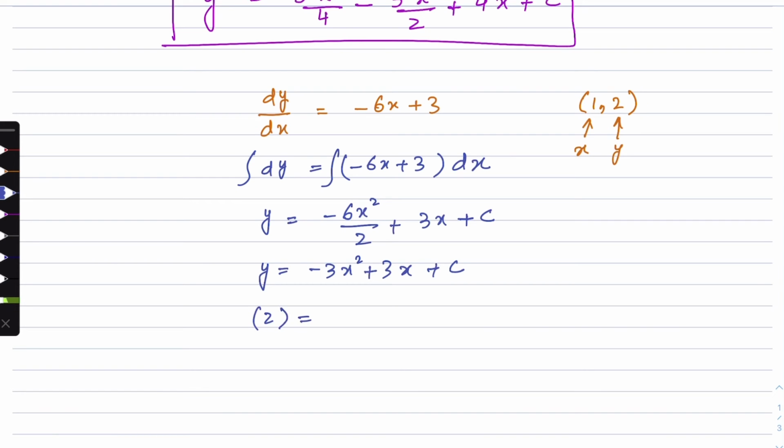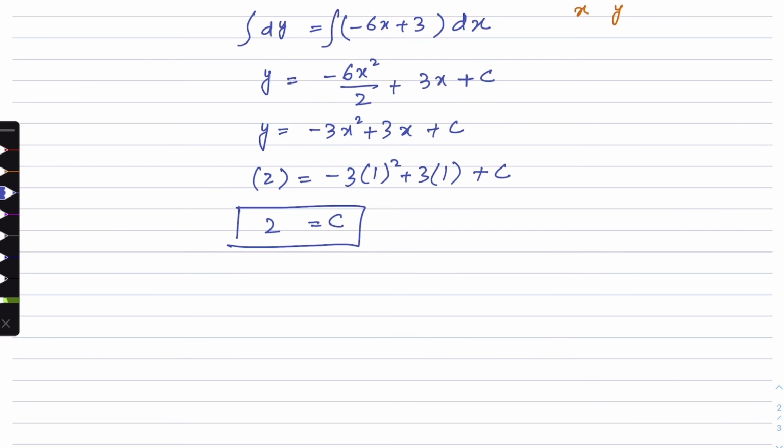2 is equal to minus 3 into 1 square plus 3 into 1 plus c. So minus 3 and plus 3 will cancel with each other and we have just 2. So the final equation would be y is equal to minus 3x square plus 3x plus 2. Yes, this is the final equation.